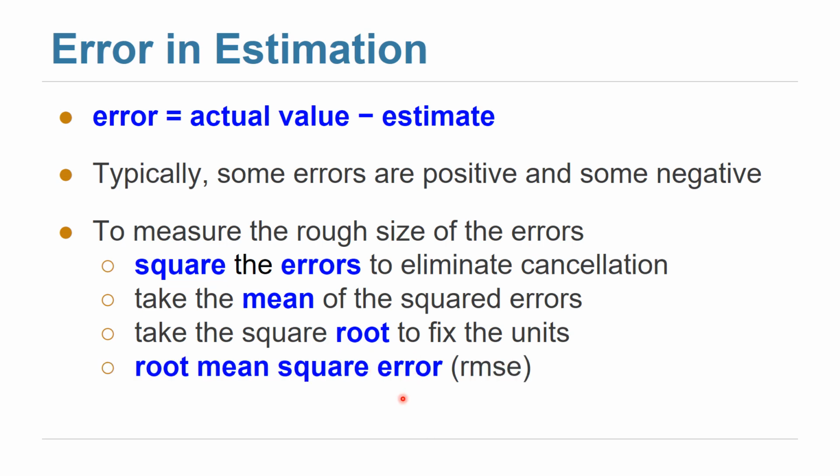So we'll compute the error for every given value of x. We square the error so that we can eliminate the sign. We get the mean of all of these squares, and then we get the square root of that mean. Root mean square error. Now let's see a demo on how to do that.